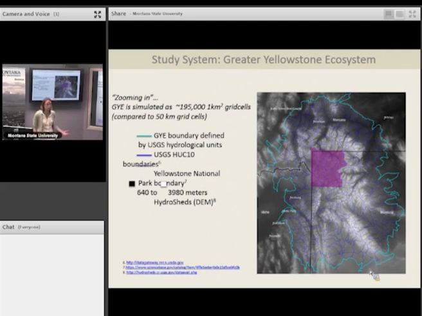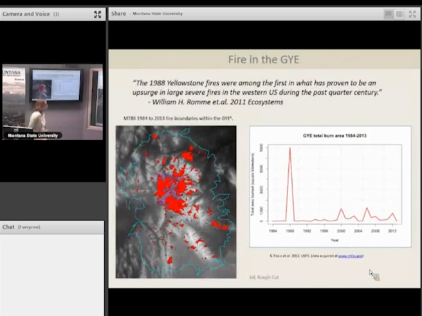Now, of course, fire has a long history in the GYE, and I thought this quote was good because it says the 88 Yellowstone fires were among the first in what's proven to be an upsurge in large fires in the western U.S. So the graph I showed earlier showed we do see this trend in the U.S. overall. Within the GYE, we have a spike from the 1988 fires, and we've had a few other large fire years, but nowhere on the same magnitude as 88.